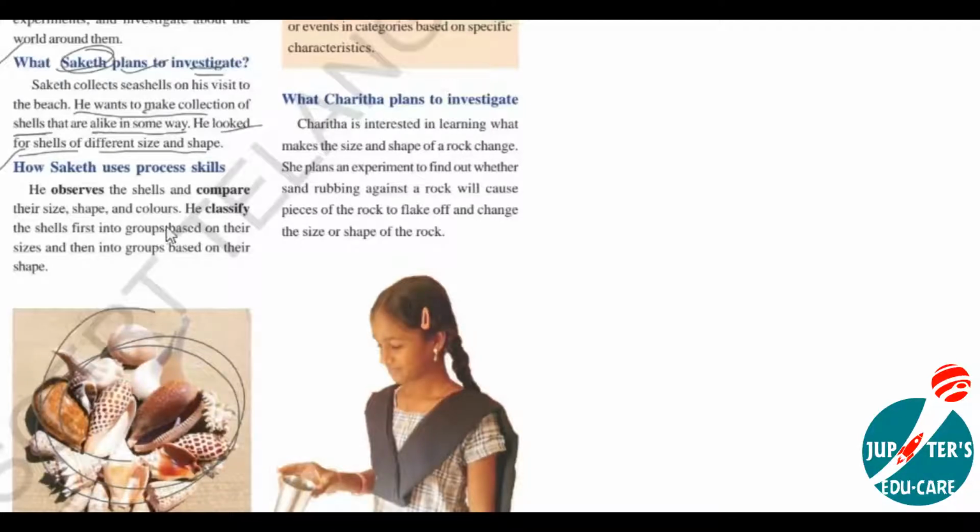He required three types of process skills. What are the process skills here? Observation, comparison, classification. The bold words you can see here: observe, compare, classify. These three process skills help Saket in differentiating the shells. He observed the shells and compared their size, shape and colors. Then he classified the shells first into groups based on their sizes and then into groups based on their shape. Is it right?